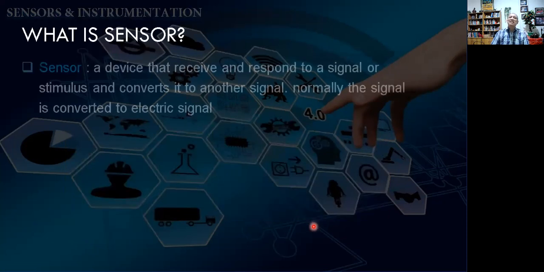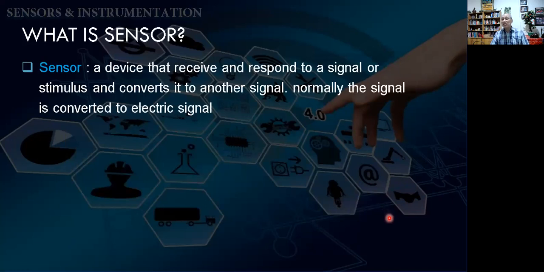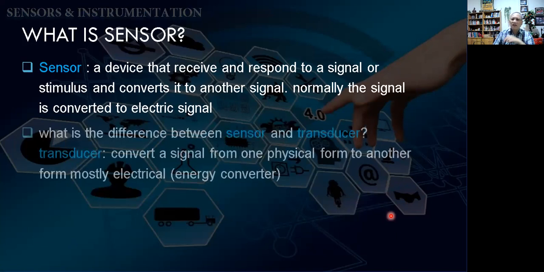Okay, so what is a sensor? A sensor is a device that receives and responds to a signal or stimulus and converts it to another signal. Normally the signal is converted to an electrical signal. Now, I would like to just mention the difference between sensor and transducer. Of course, in this course, I will just call it sensor. That's the title of the course, Sensors and Instrumentation. It doesn't mean that we are not talking about transducers.